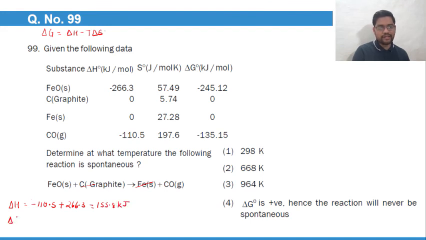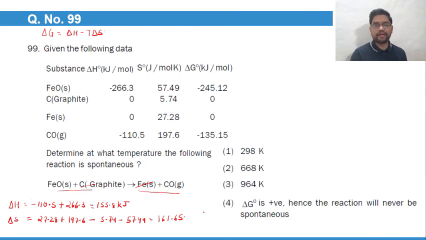Now, if I talk about delta S, delta S will be this plus this. So iron entropy is how much? Iron is 27.28 plus 197.6, that is for carbon monoxide, minus graphite, that is 5.74, minus FeO, that is iron oxide, 57.49. If you solve this, you will get the answer as 161.65. You need to determine the temperature at which the reaction is spontaneous.